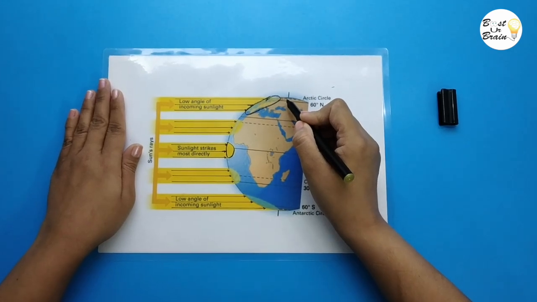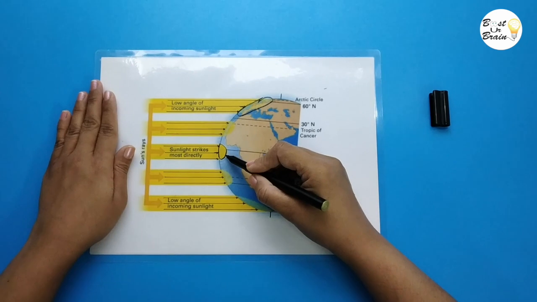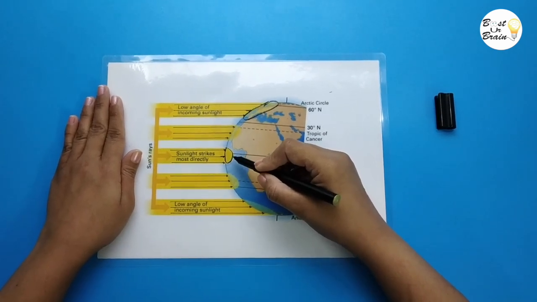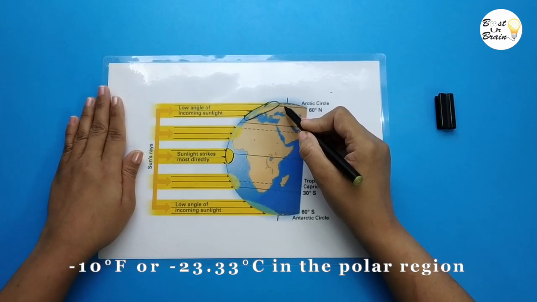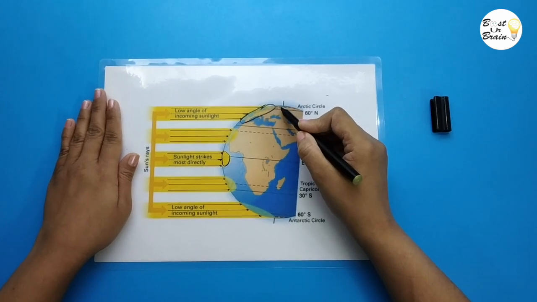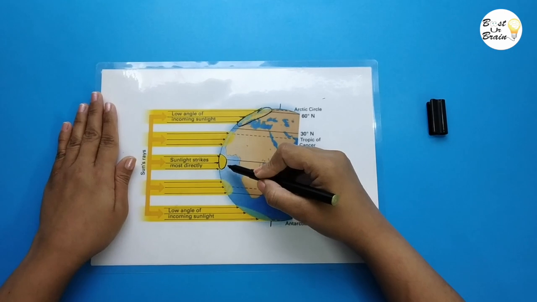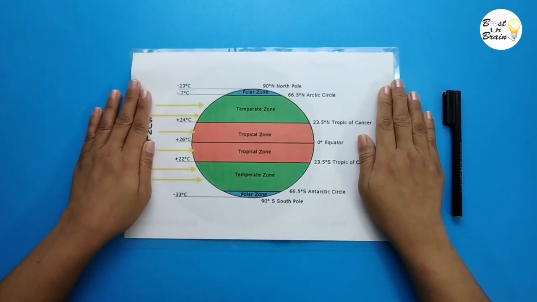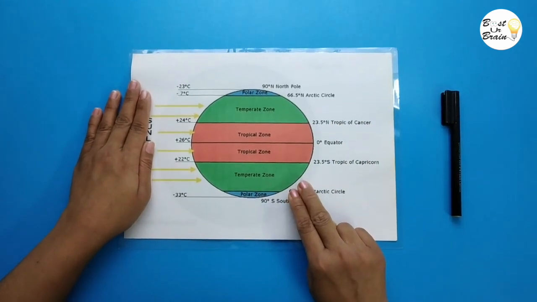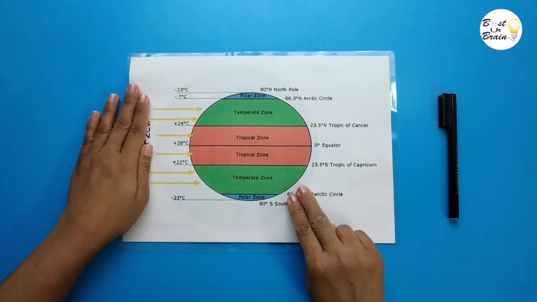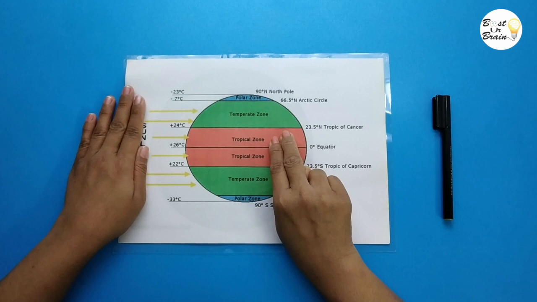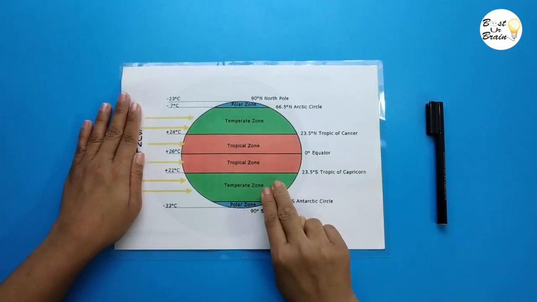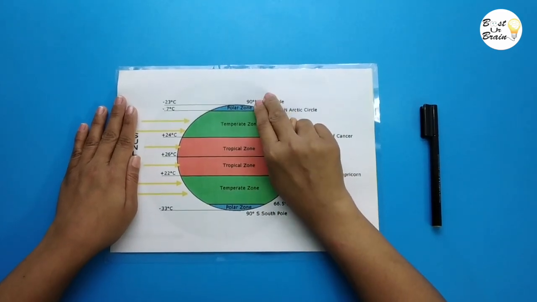The places near the equator have a very high temperature. Temperature over there is in the range of 60 to 80 degree Fahrenheit, and it is less than minus 10 degree Fahrenheit in the polar region. Therefore, we can say places in lower latitude are hot, whereas the places in the higher latitude are cold. On the basis of climatic condition, we can divide the earth into 3 climatic regions or zones. First, tropical zone or torrid zone. Second, temperate zone or temperate region. Third, polar region or frigid zone.